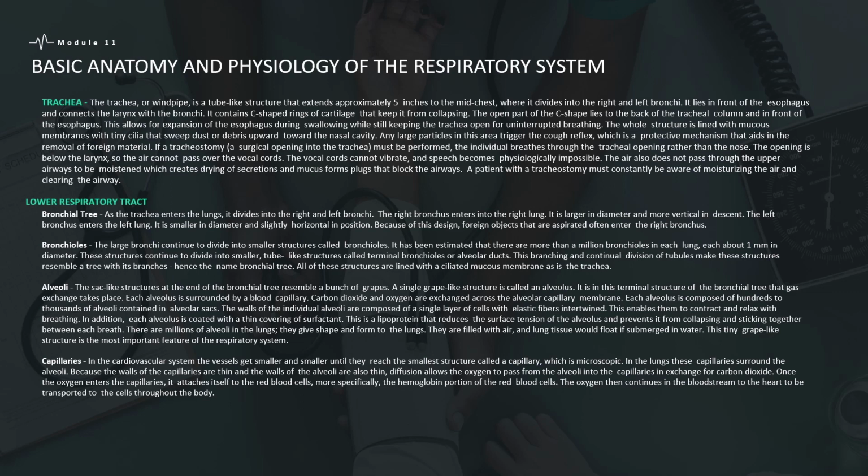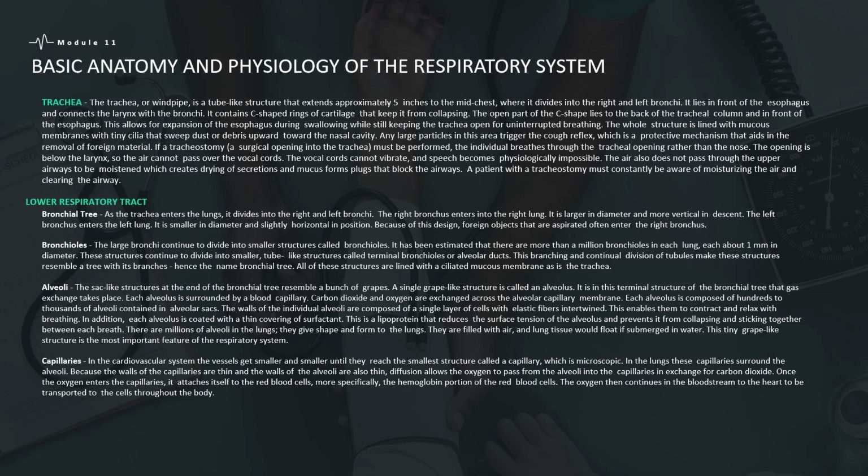Alveoli. These sac-like structures at the end of the bronchial tree resemble a bunch of grapes. A single grape-like structure is called an alveolus. It is the terminal structure of the bronchial tree where gas exchange takes place. Each alveolus is surrounded by a blood capillary. Carbon dioxide and oxygen are exchanged across the alveolar capillary membrane. Each alveolar sac is composed of hundreds to thousands of alveoli.